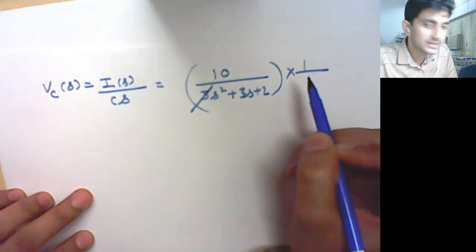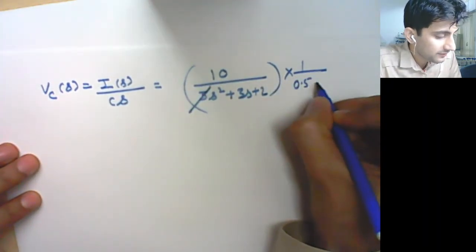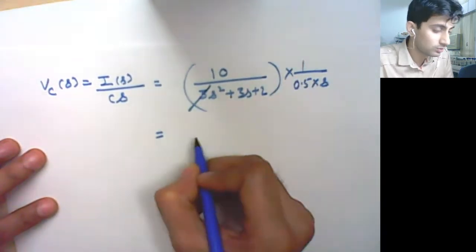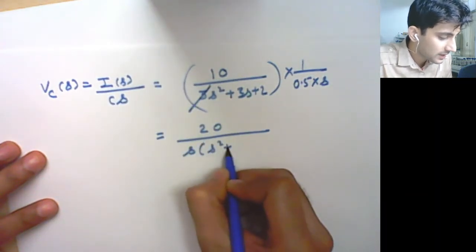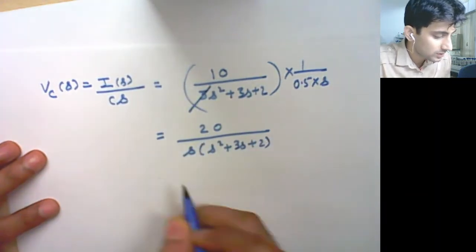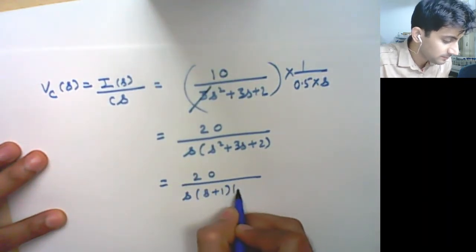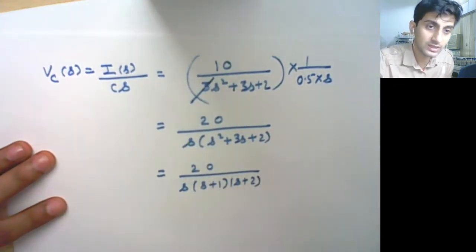इसको 1 upon CS से और मल्टीप्लाई करना है. तो 1 upon CS से मल्टीप्लाई करने का मतलब है ये 0.5 into S. So ये हो जाएगा आपका 0.5 will go up as 2. So it would be 20 upon s square plus 3s plus 2. Now actually you have this s plus 1, s plus 2, 3 terms. तो partial fraction करेंगे तो 3 terms आ जाएंगे.